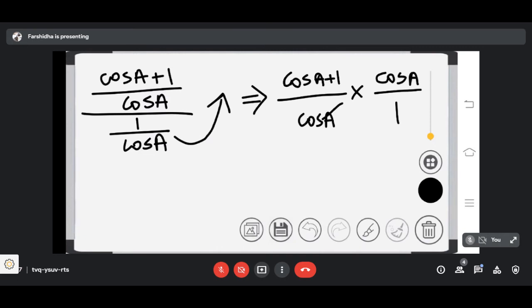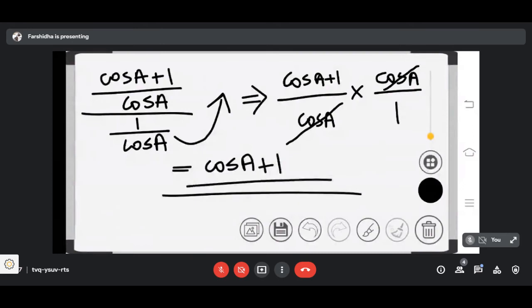See, now you can cancel this cos A from the denominator side and from the numerator side. Cos A got cancelled. So what is remaining? Only cos A plus 1. So this is your LHS value. Now we'll solve the RHS side.